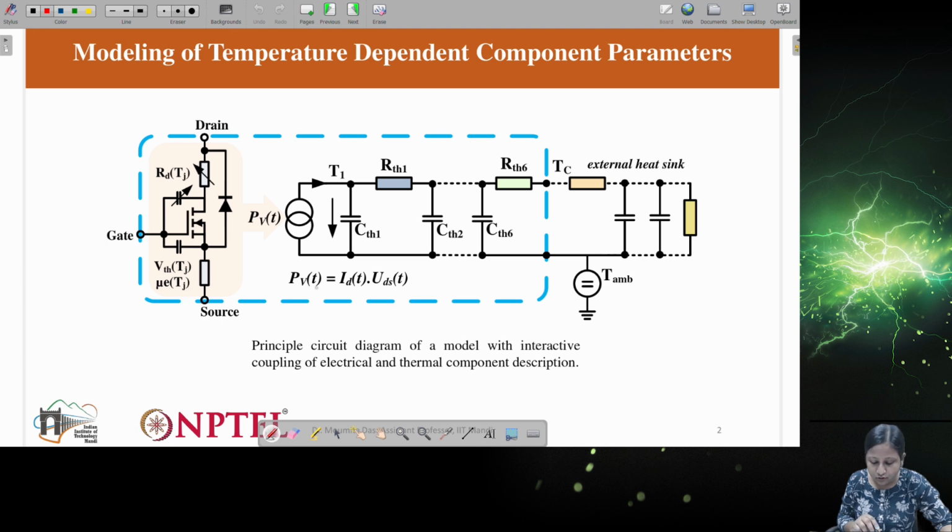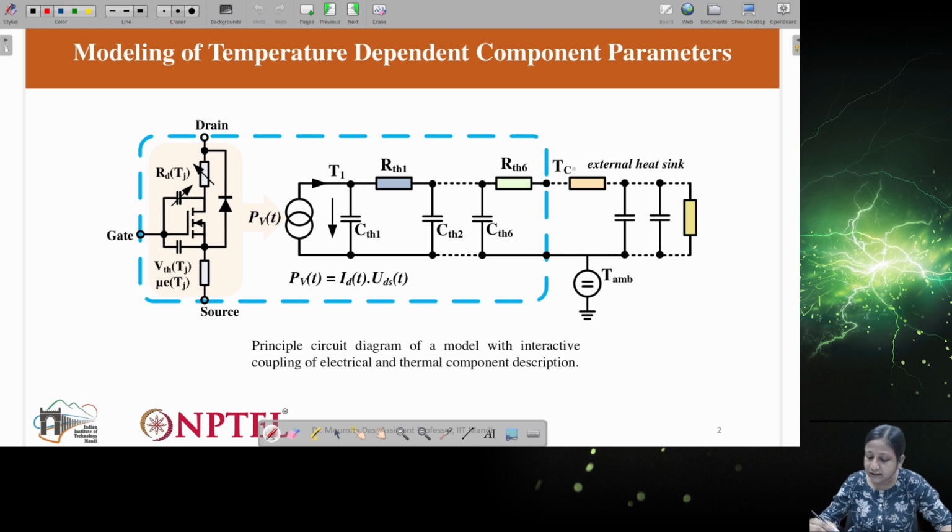The power loss component is given in terms of P_VT, which is equal to I_DT times U_DST. So I_DT is the drain current and U_DST is the drain voltage. This power loss now passes through different combinations of resistances and capacitances which are part of the device. So the device is modeled in this particular way.